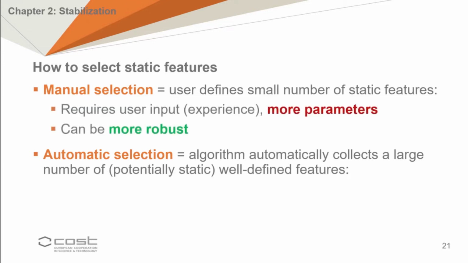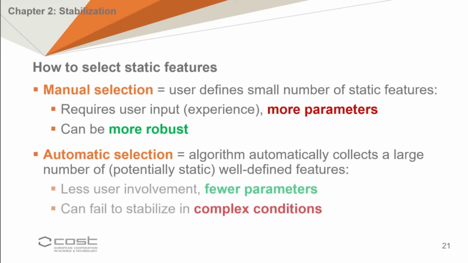The manual approach requires a level of user experience and more user input, but can prove to be more robust if the flight and ground conditions are quite complex. However, the automatic approach requires less user involvement, as there are usually just a couple of parameters, but some conditions might cause these algorithms to fail to adequately stabilize the video.